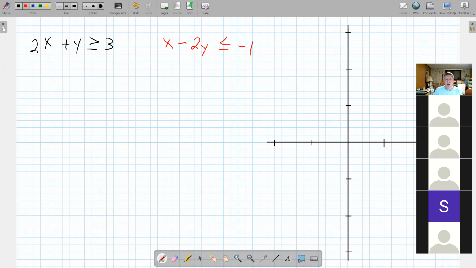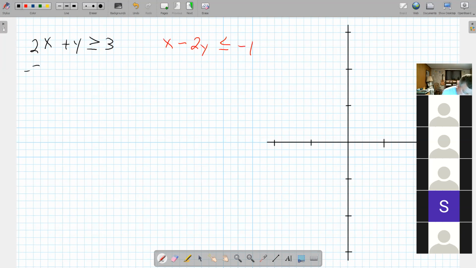Okay, so I'm going to go through and do the same techniques that we did yesterday to graph 2x plus y greater than or equal to 3. And I'm going to graph that in black over here on the right side. Then I'm going to start over and graph the red inequality as well. So basically at this point I'm doing the same thing we did yesterday, but two different times. So let's go back to the black.